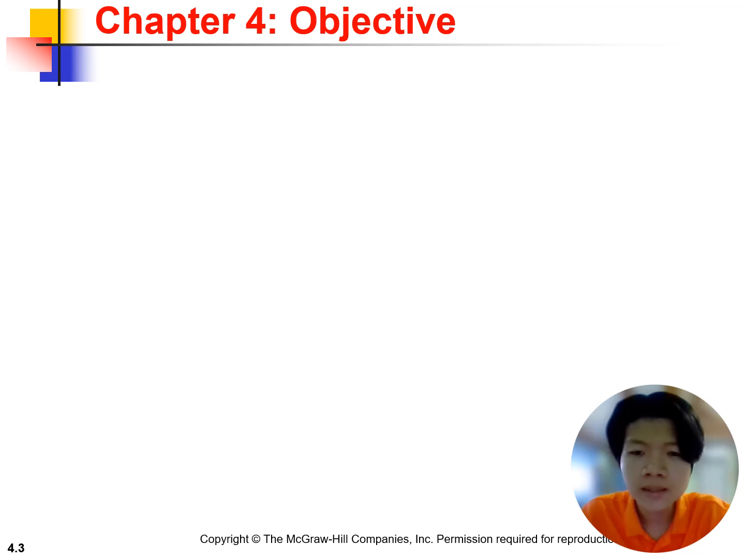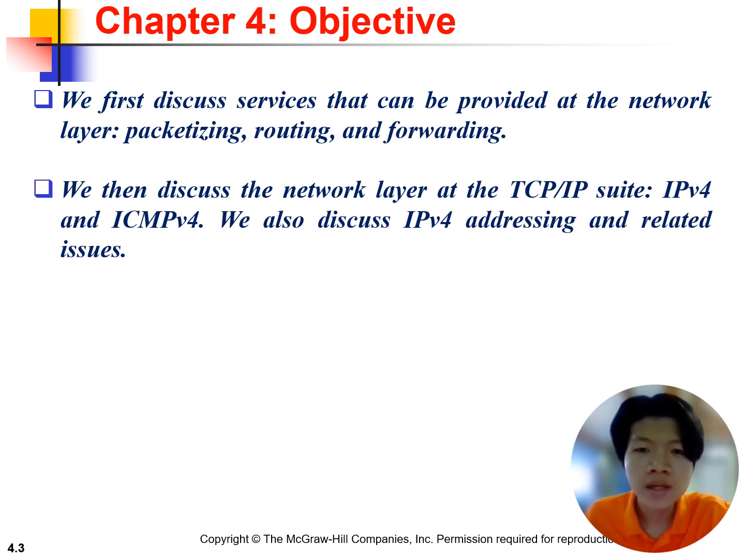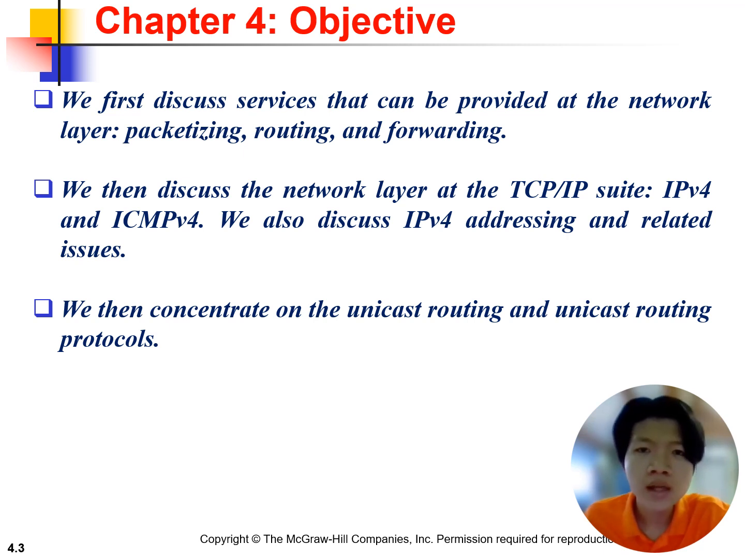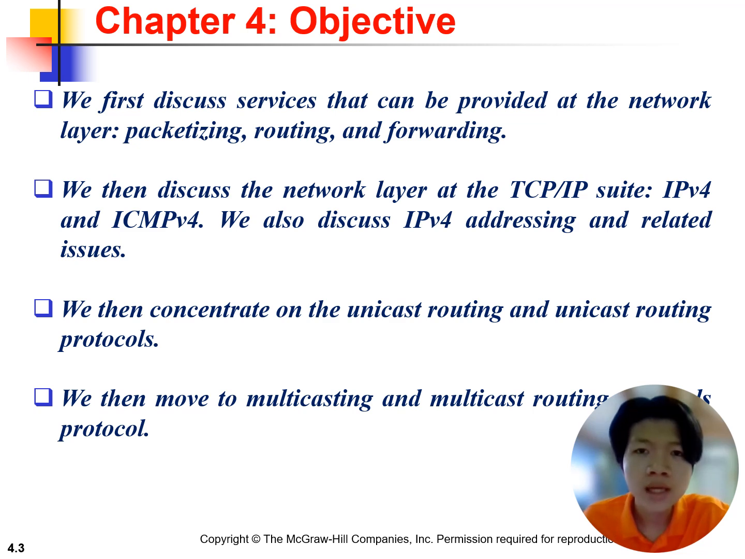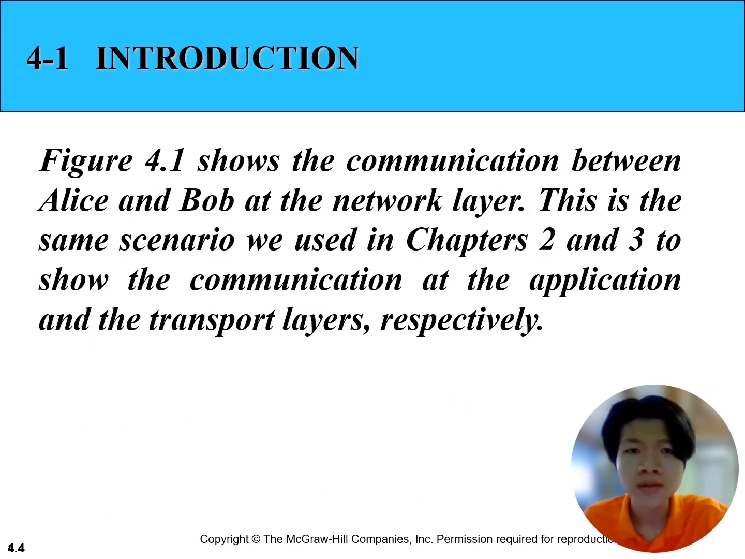Here are the objectives of chapter 4. First, we discuss services that can be provided at the network layer. We then discuss the network layer in the TCP/IP suite. We then concentrate on unicast routing and unicast routing protocols. We then move to multicasting and multicast routing protocols. And we finally discuss the new generation of network layer protocols, IPv6 and ICMPv6.